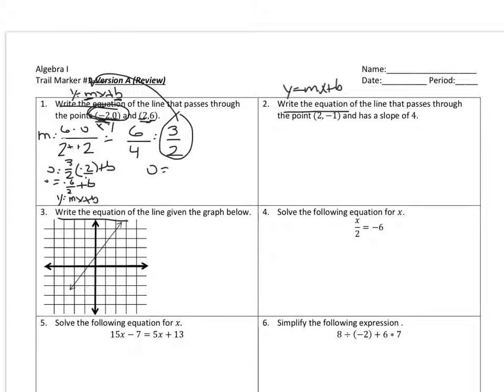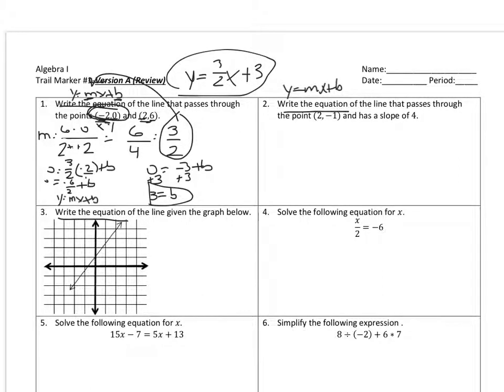So I get 0 equals negative 3 plus b. And then I just got to add 3 to both sides. So I get 3 equals b. Well, now I have my b and I have my m. So my final equation is y equals, m is 3 over 2, that's what we've solved for first, x plus my b, which is 3.